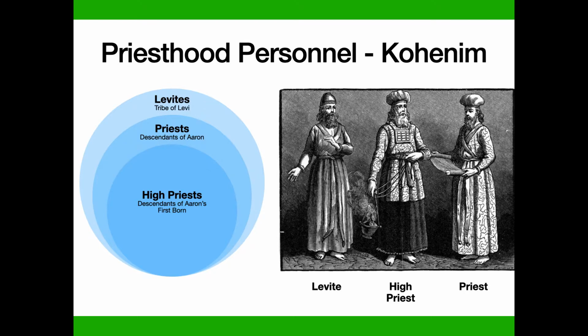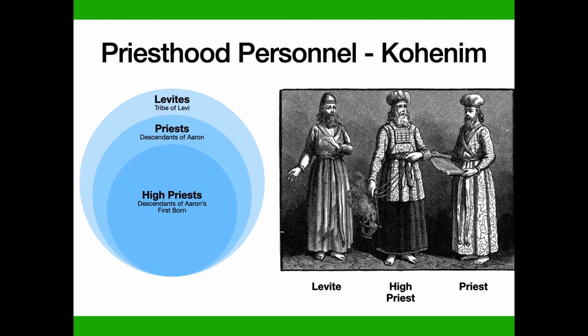But the priests, they're from the tribe of Levi, but they also have an additional qualification, which is that they are descendants of Aaron. And then the high priests, there's only one high priest at a time, and so there's an additional specification. It has to be a descendant of Aaron's firstborn son after the birthright. So here's a simplified picture of what those different types of priests wore.